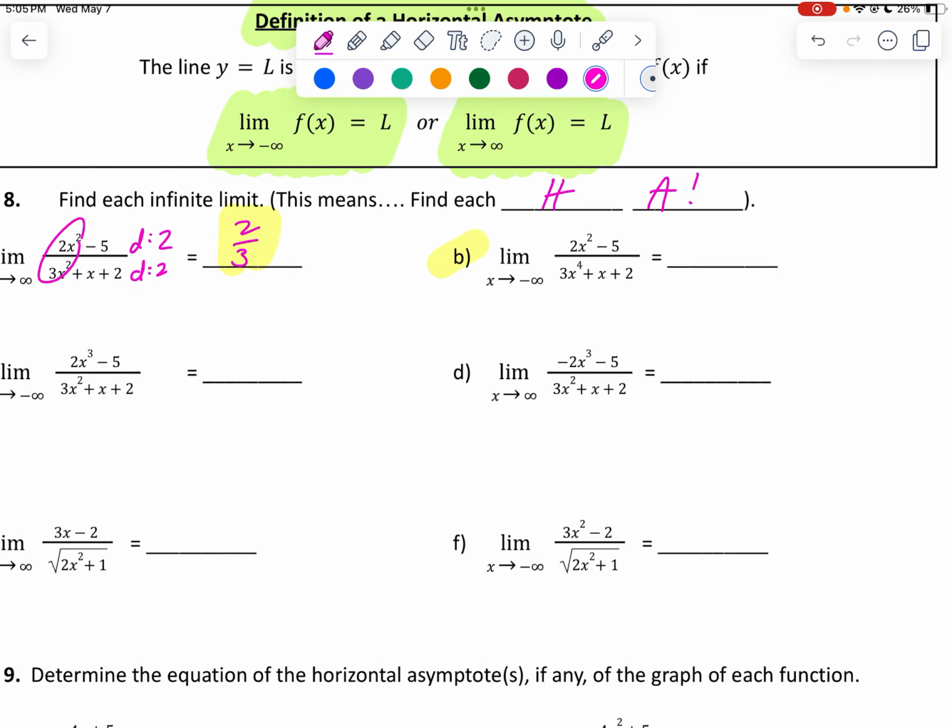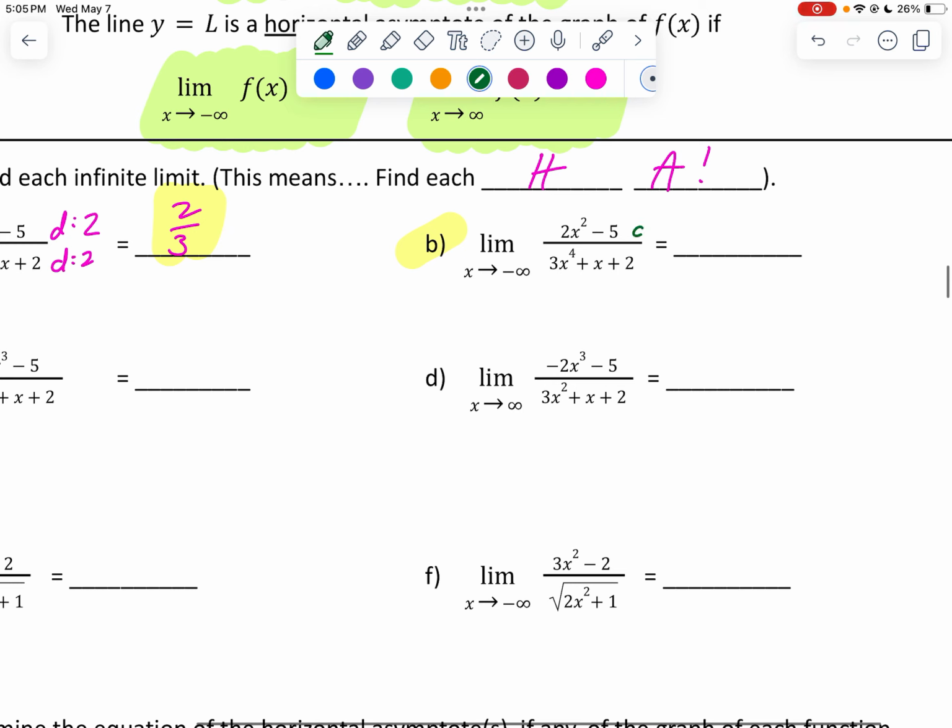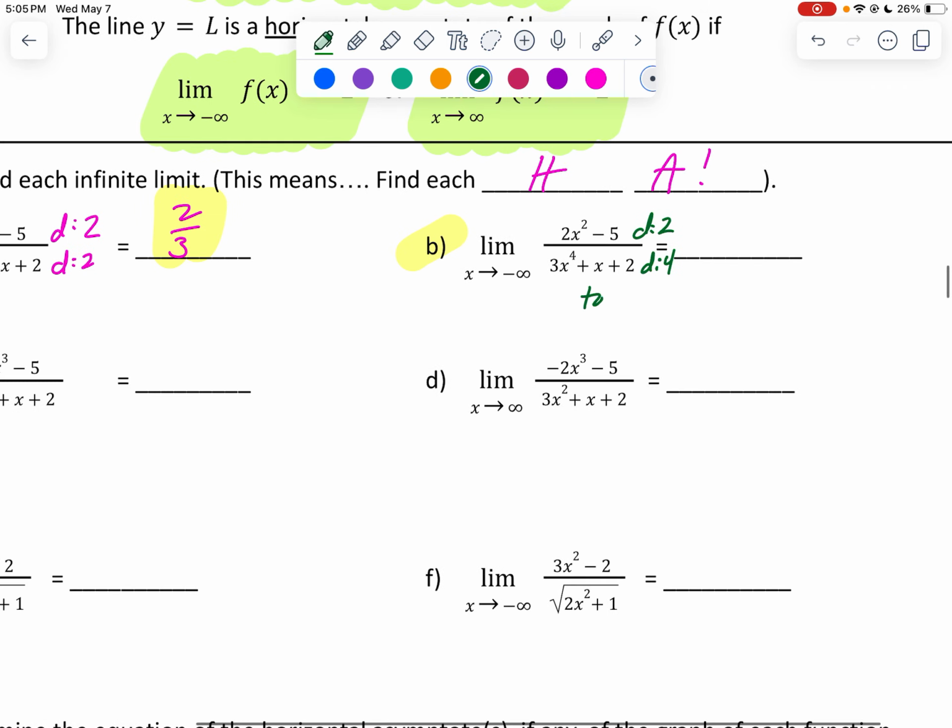Same exact thing for part B. I'm going to look at my degrees. Looks like I have a degree 2 on top, degree 4 on the bottom. So then my degree on top is smaller, so then my limit is equal to 0.